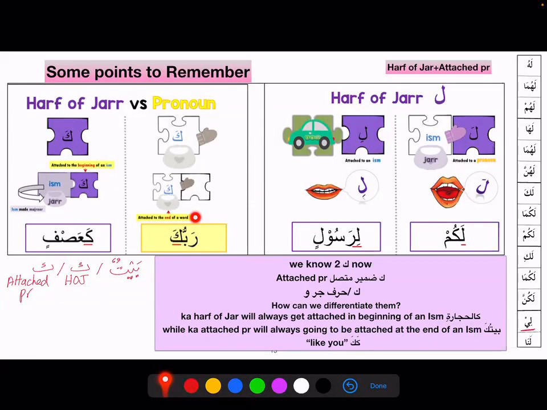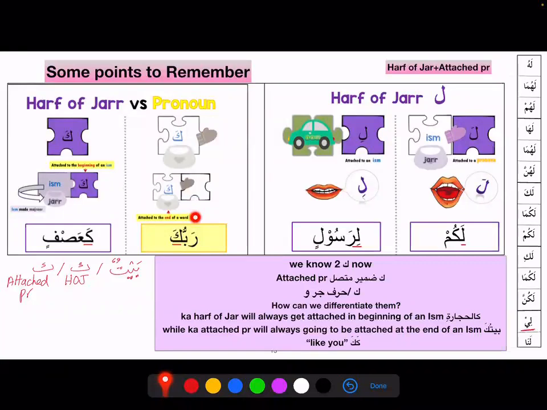So basically what I'm trying to teach you guys here is that when I am using an attached pronoun, it always comes at the end of the ism. It is going to get attached at the end of the ism, rabbuka, your Rab. But this harfu jar kaf is always going to attach in the beginning, right? It cannot come at the end. So this is very easy to differentiate. There shouldn't be any problem at all.